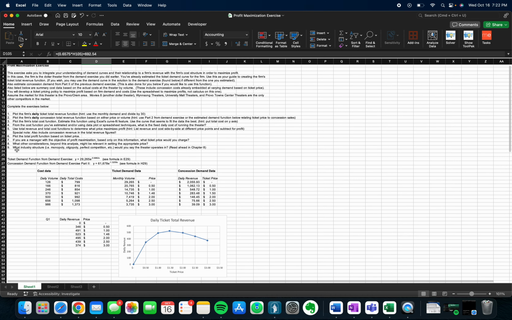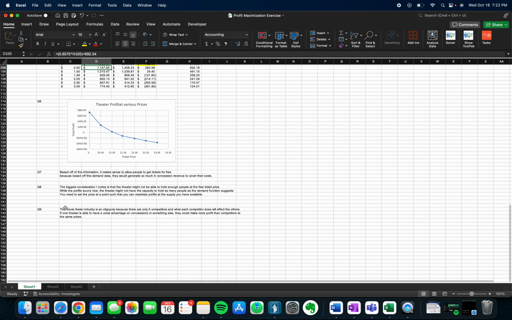Question 9, what industry structure is the theater operating in? So this is best described as an oligopoly because there are only 5 competitors, and what these competitors do is going to affect each other. If one has a cost advantage on concessions or something, they can make a little more profit than competitors at these same prices, but generally speaking, it's not like a hyper competitive market because there's only 5 competitors. So because there's only 5, it's an oligopoly, and there's not much differentiation or anything like that either.